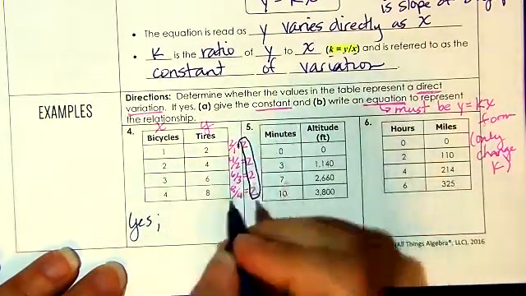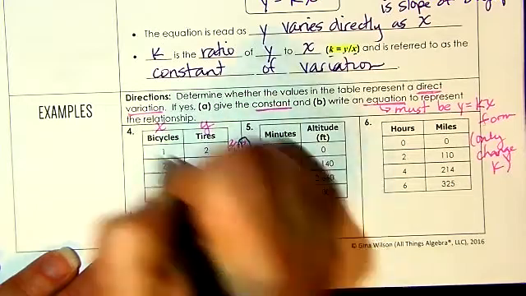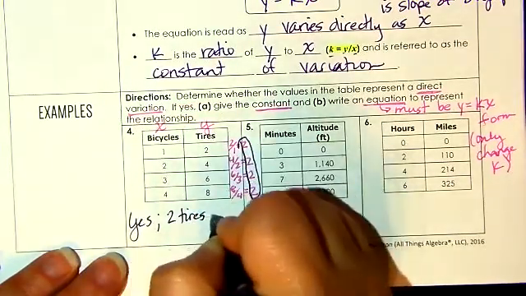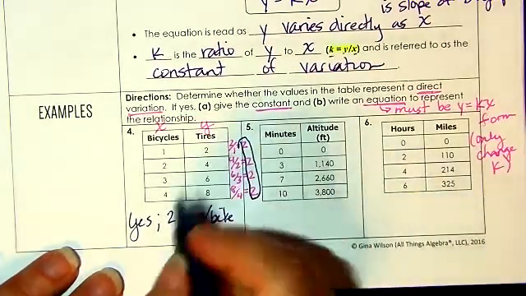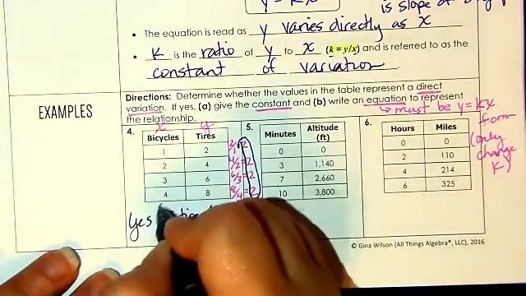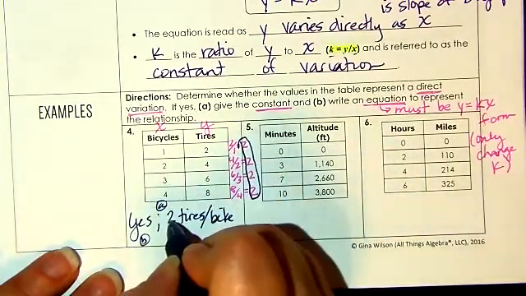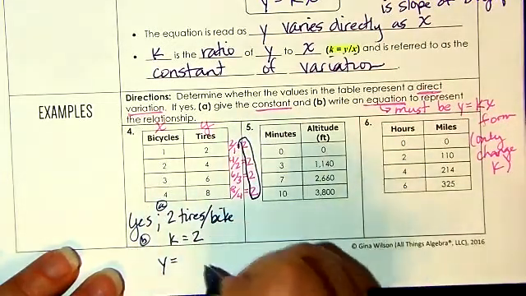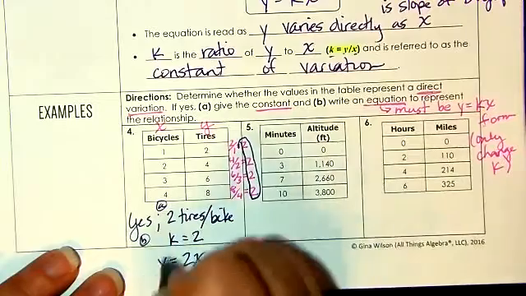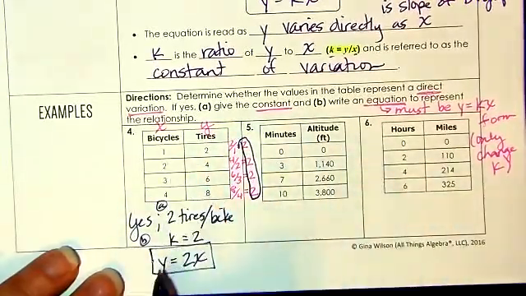And the constant is 2. Oh, this is number of bikes. 2 tires per bike. But that's not my equation. This is the yes-no answer. Part A is the constant. Now we have part B, which is the equation, which means this is telling me that k equals 2. So my equation is going to be y equals 2x. This is the equation, not with any of these numbers plugged in. Just y equals 2x is my equation.